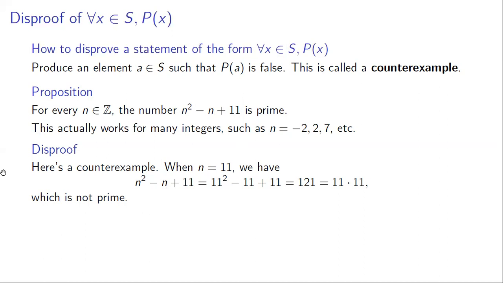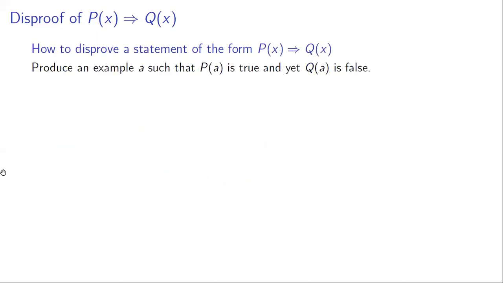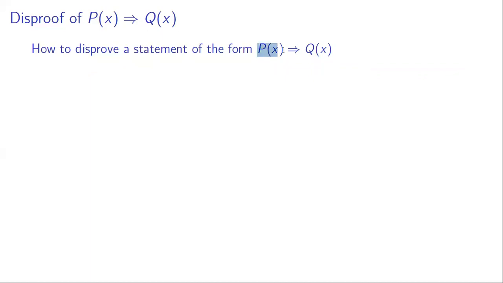Okay, great. How about a different kind of disproof? Disproof of a proposition that says, if P of x, then Q of x. So how to disprove a statement of the form, if P of x, then Q of x. So here's how we do it. Remember how we understand these kinds of statements, right? Even though it doesn't say for all x, we understand these statements as having an implied for all x. So this is saying for all x, if P of x, then Q of x. So how do we disprove that? Well, we find an example where this part is true, and yet this part is false.